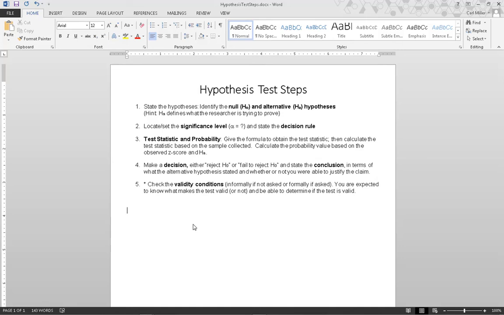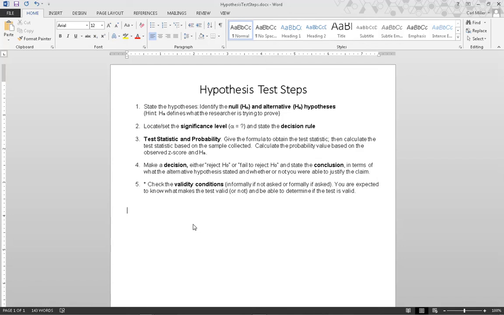Identify the null H sub 0 and the alternative H sub A hypotheses. Here's a hint. H sub A is going to define what the researcher is trying to prove in a hypothesis test. Number 2, locate or set the significance level or the alpha value and state the decision rule.